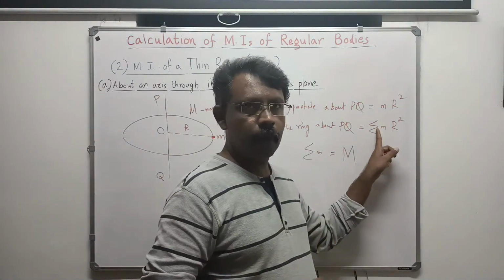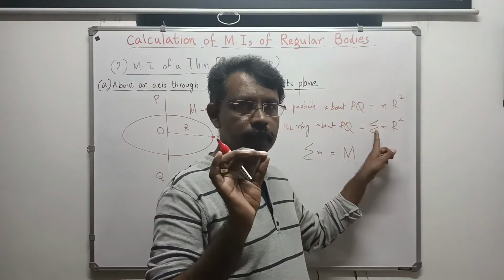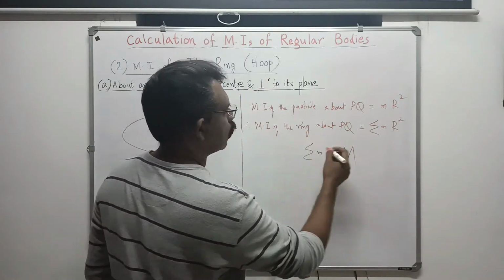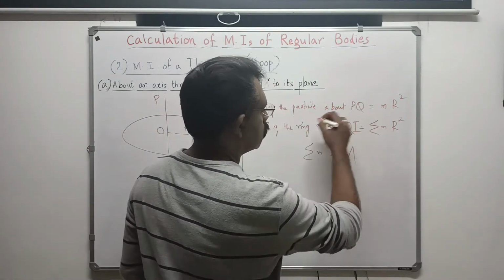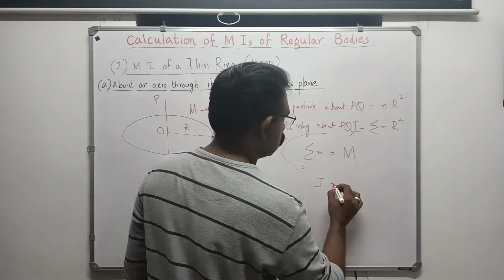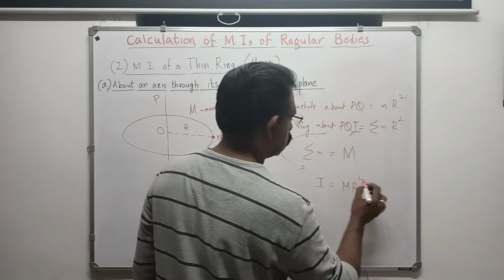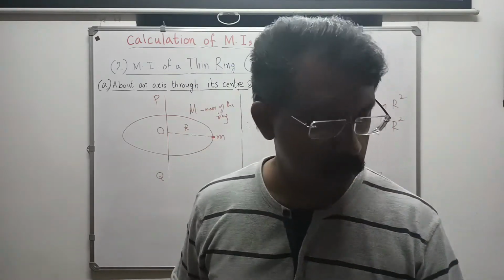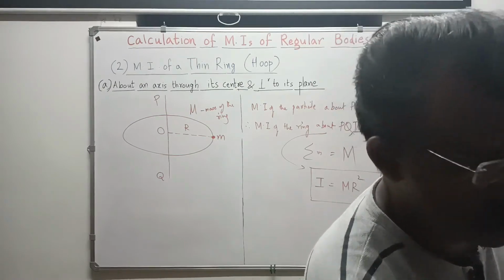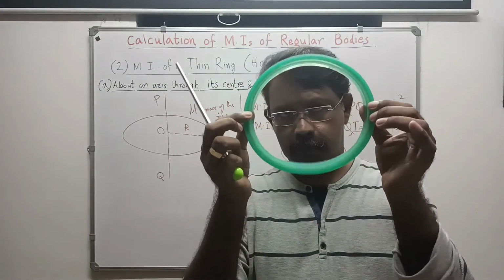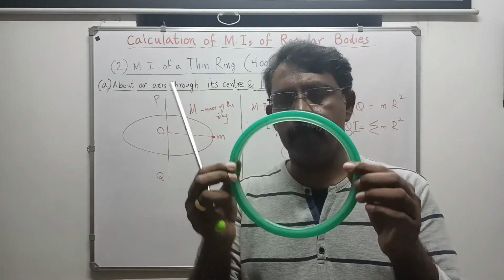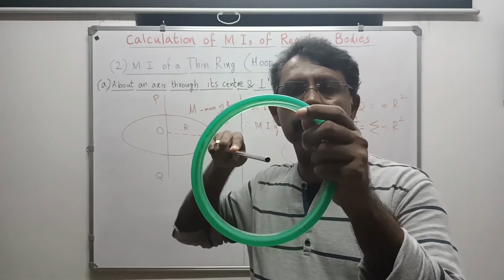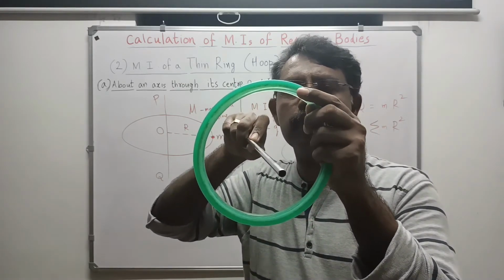Adding up the masses of all the elements constituting the ring, that will be M, and this will be r squared. So I can write I is equal to M r squared. This is the expression for the moment of inertia of a ring. If I have a ring of mass capital M and radius capital R, the moment of inertia of this ring about an axis passing through the center perpendicular to its plane will be M r squared.